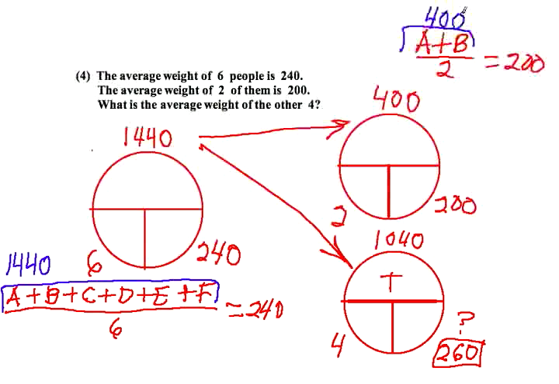So we don't know the weight. We don't need to know the weights individually. We just need to know their totals. So if we know that these are 400, then that tells us the other 4 are the difference between them. So we set up an equation with (C + D + E + F) / 4 equals the difference between these.